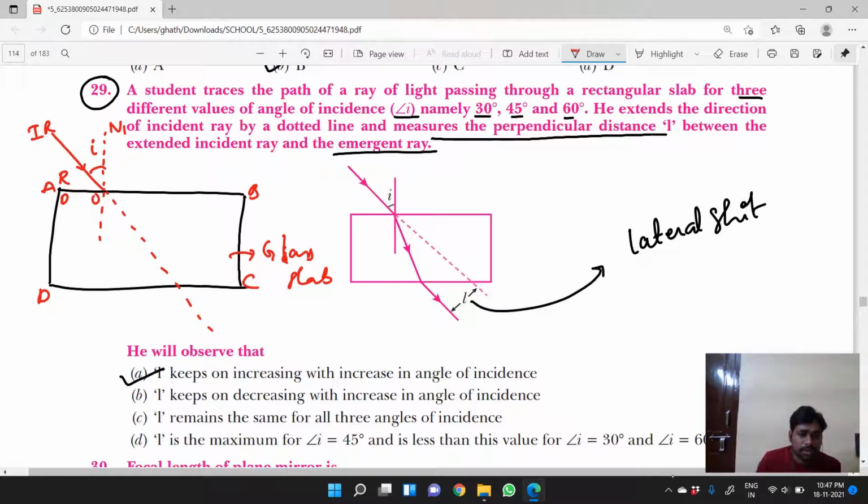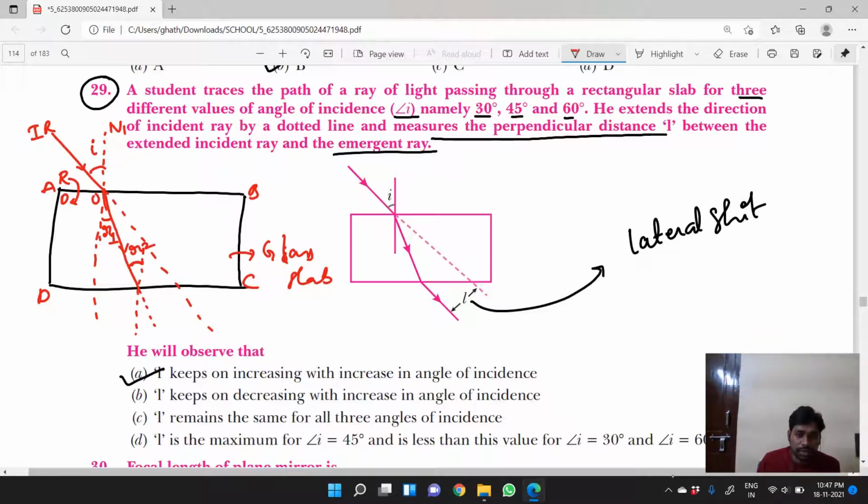So this is nothing but the actual path of light. But as it is going from the rarer to denser, it bends and travels like this. Then, if you draw a normal, the angle between the refracted ray and the normal is called the angle of refraction, r1. So if you draw a normal here, both normals are parallel. So angle r1 is equal to r2 here.